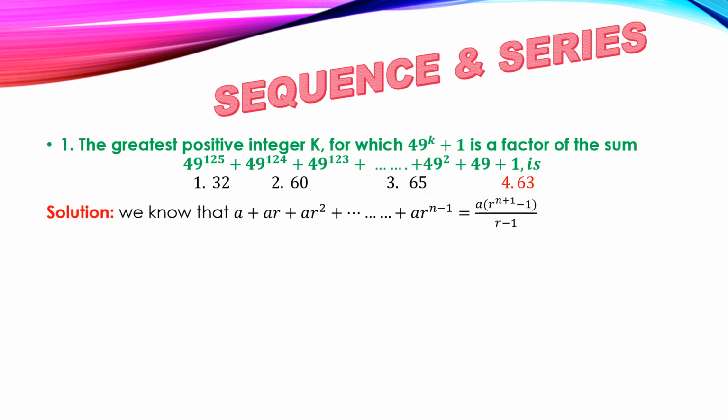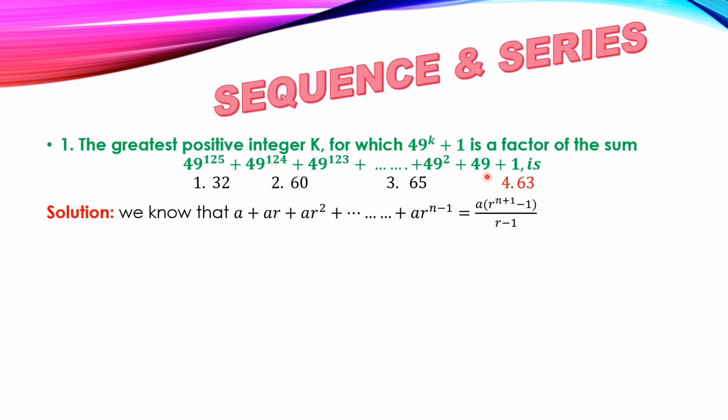Here the solution of this one is: first of all we observe that in the given problem, the reverse side is 1 + 49 + 49^2 + and so on + 49^123 + and so on + 49^125. We observe this is a geometric series. So the general form of a geometric series is a + ar + ar^2 + and so on + ar^(n-1). So the sum of these terms equals a(r^(n+1) - 1)/(r - 1).